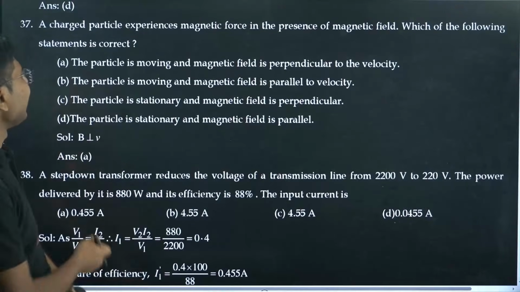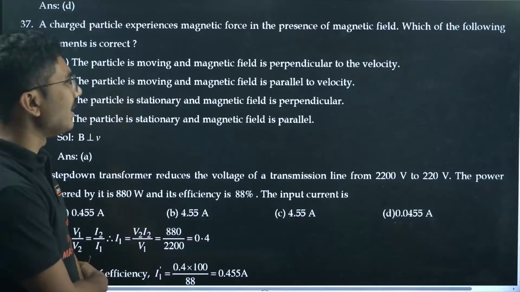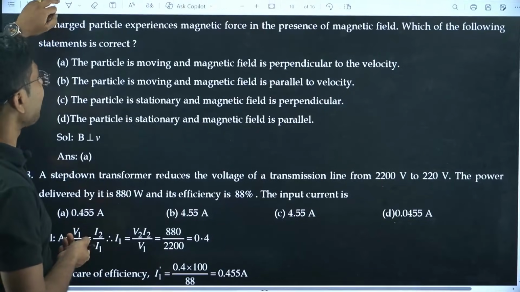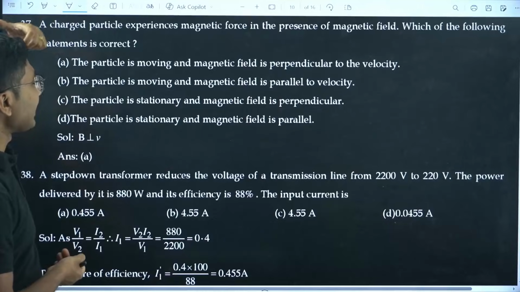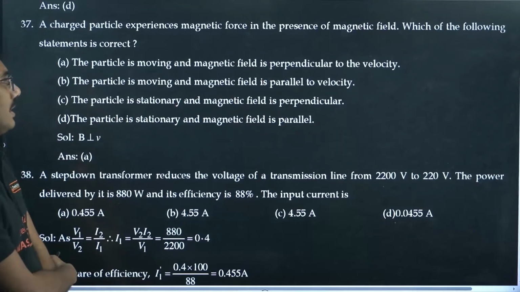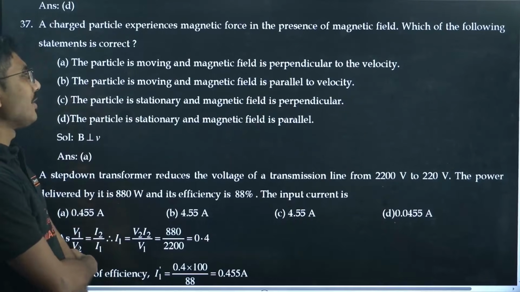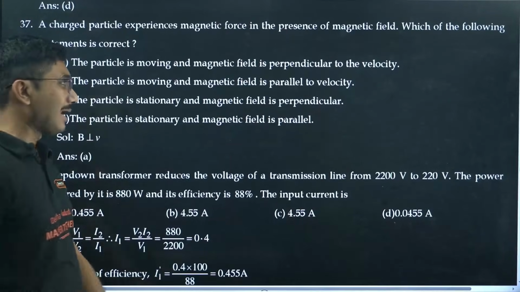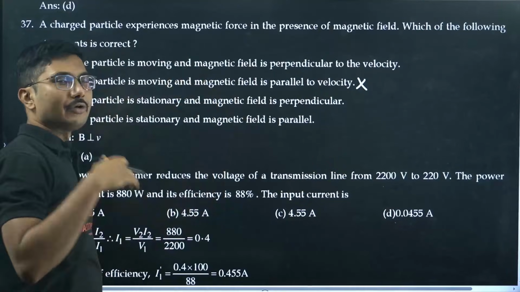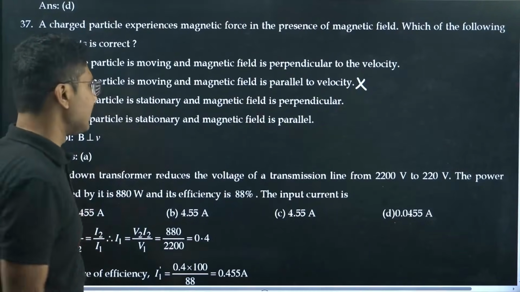A charged particle experiences magnetic force in the presence of magnetic field. Which of the following statements is correct? Charged particle is experiencing magnetic force. That means the particle is moving and magnetic field is perpendicular to the velocity. If the particle is moving parallel to the field, it will not experience any force. In perpendicular, it will experience a force in a particular direction that will give rise to centripetal force.